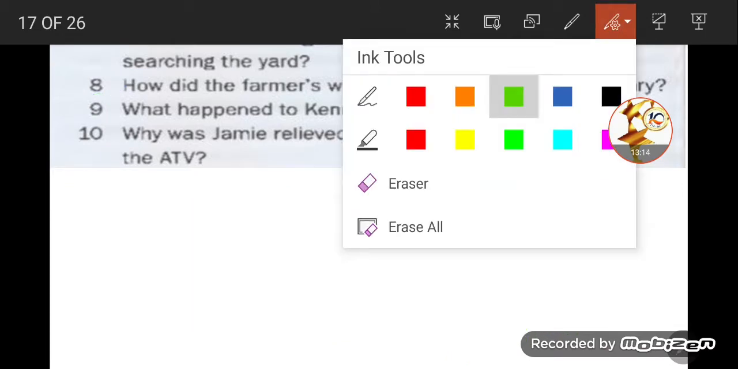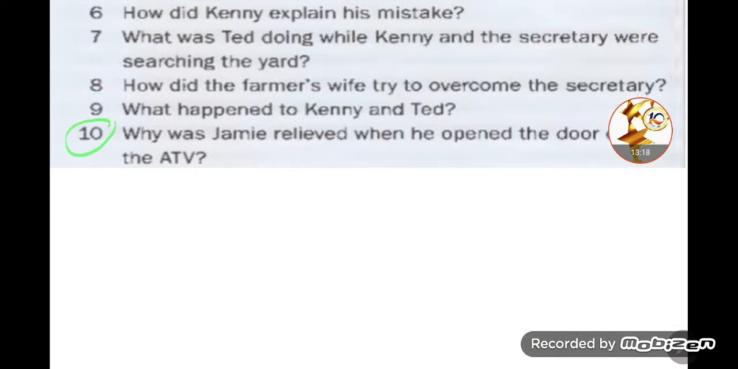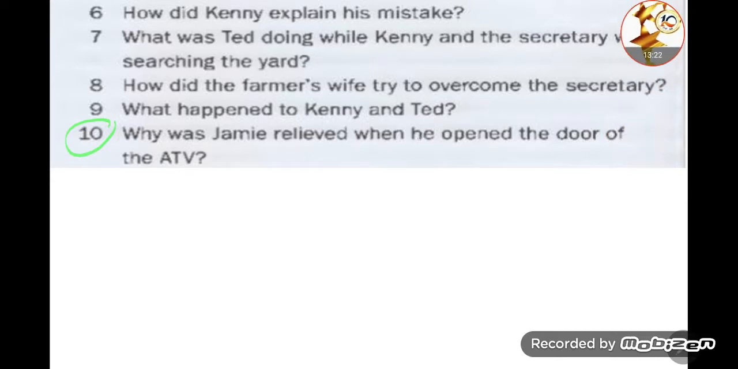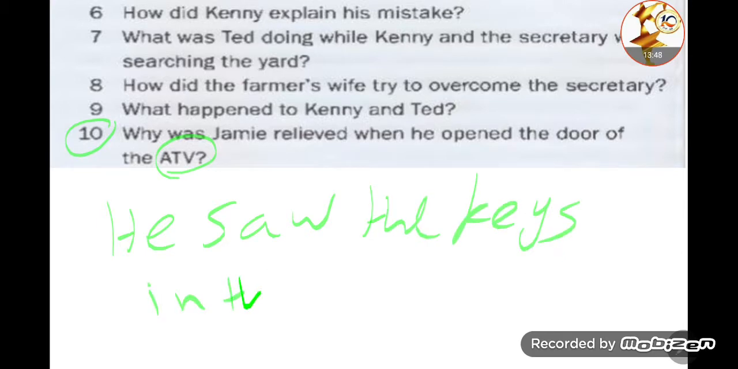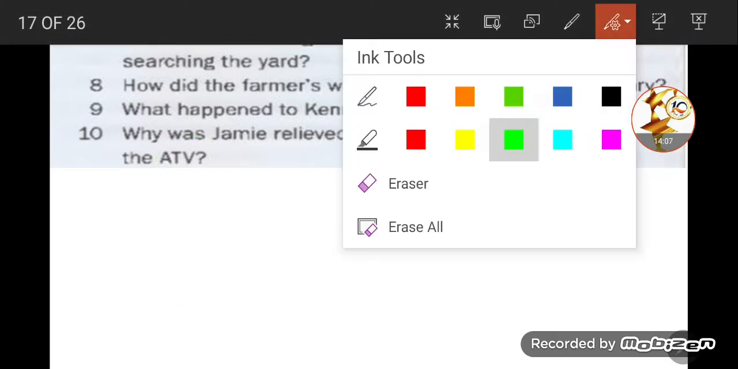Now we move to the answer of the last question, number 10, which asks: why was Jamie relieved when he opened the door of the car he found? Why did Jamie feel relieved? Because he saw the keys in the ignition. He found the keys in the car's ignition. And this is the car that they were chasing him with. So we have finished the required answers for the last questions.